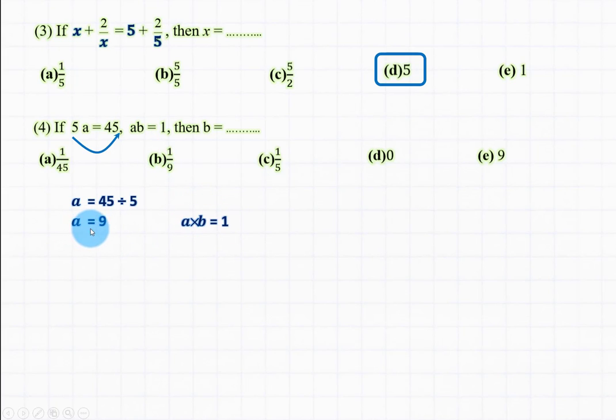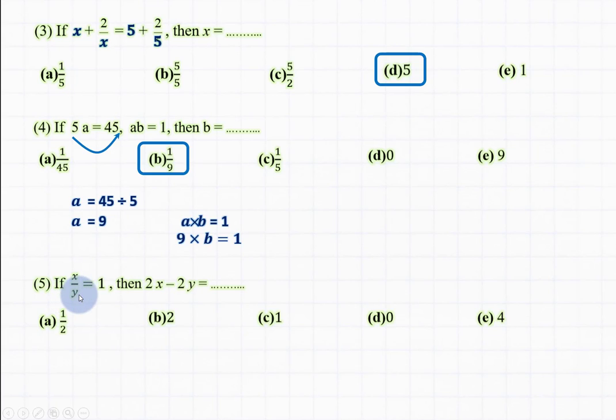and we get the value of a equals 9, then 9 times b equals 1. To find the value of b, we take 9 to the other side with division, then b equals 1 over 9. Or we said before that any number times its multiplicative inverse equals 1, and the multiplicative inverse of 9 equals 1 over 9.